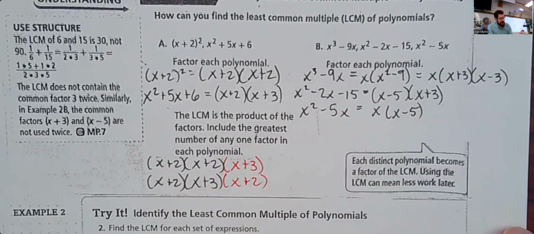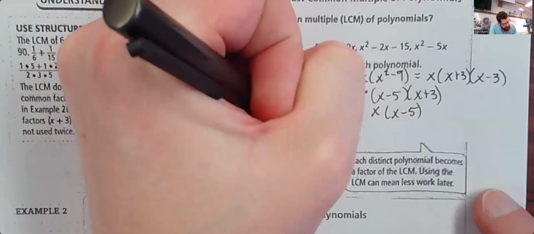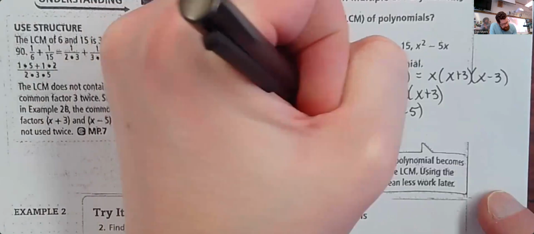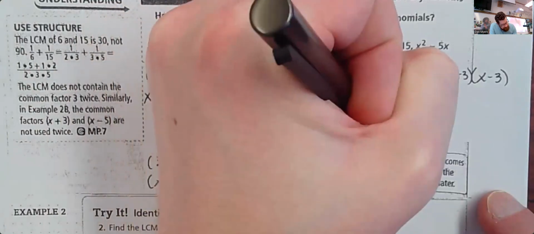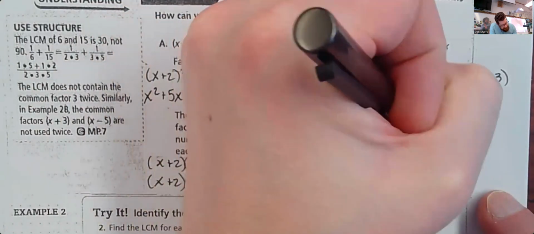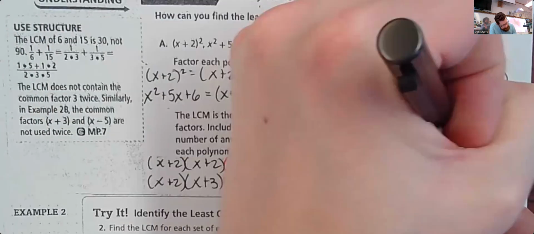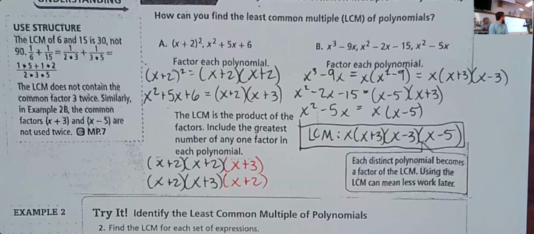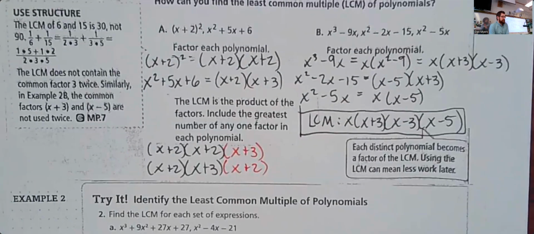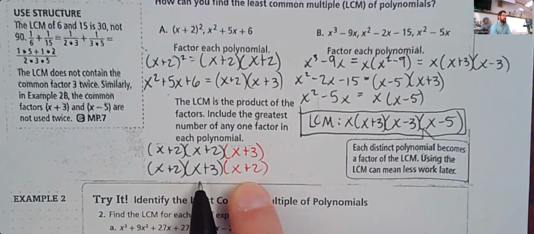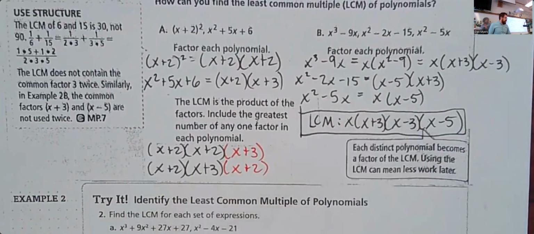So we're going to say the LCM, least common multiple, is x times x plus 3 times x minus 3 times x minus 5. That is our least common multiple. We could have written it out like we did on this problem here, but we're going to do that here instead.